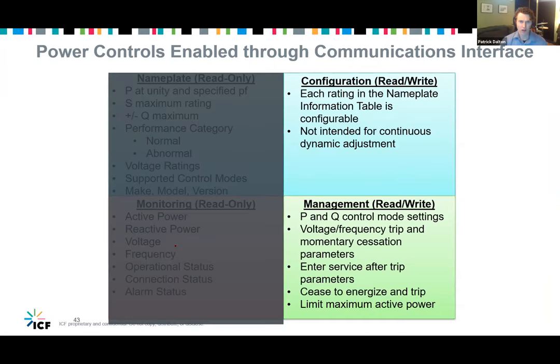There are power control functions. So we talked about autonomous control functions that are responding to grid conditions, but there are also commanded power control functions. And this is a little preview of the interoperability module of this talk. I've grayed out the left-hand side because that's not really relevant here, but I would like to point out that there are two different types of information where power controls live in this interoperability interface, and it's this configuration and management settings.